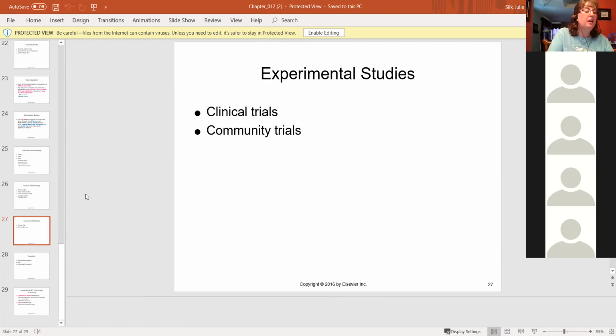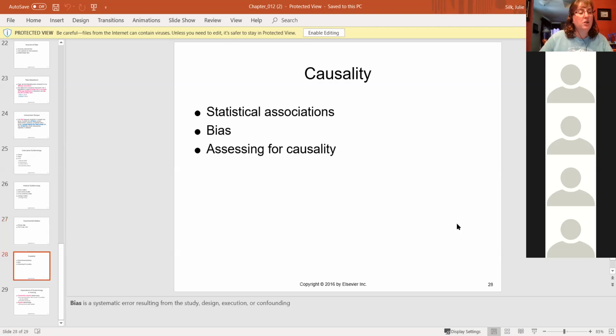Okay. And then with experimental studies, we do clinical trials and community trials. Then this talks about causality. So you do statistical associations, you look at bias, and you assess for causality. Bias is a systematic error resulting from the study design and execution, or is confounding.